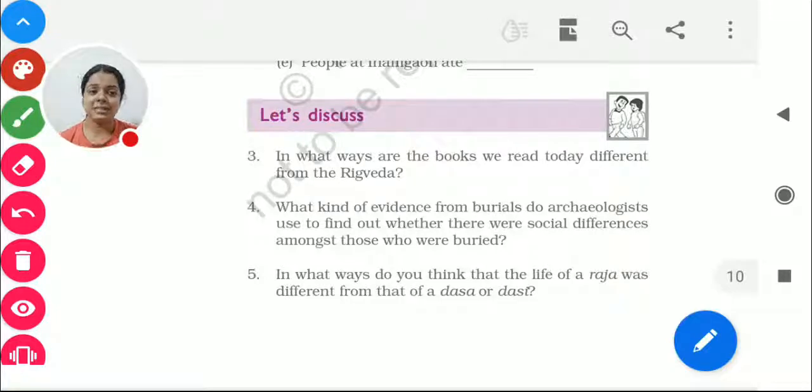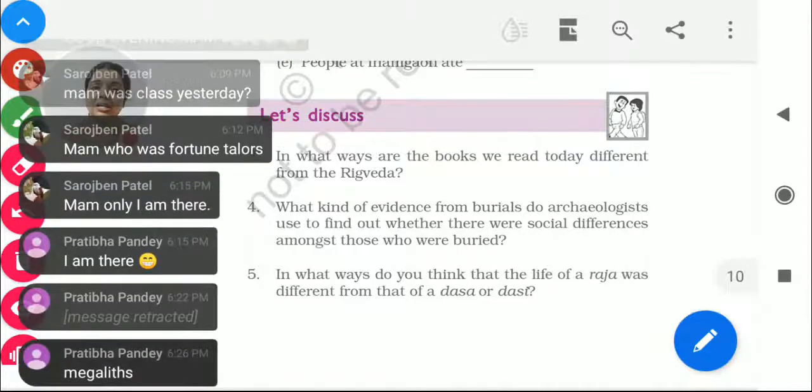So you can easily answer, because the question asks what kind of evidence comes from burials. One skeleton has been found with lots of valuable things. It shows that the person was a rich one. Another one was found only with earthen pots. So the person was undoubtedly a poor one, right? Now we are coming to the next one.